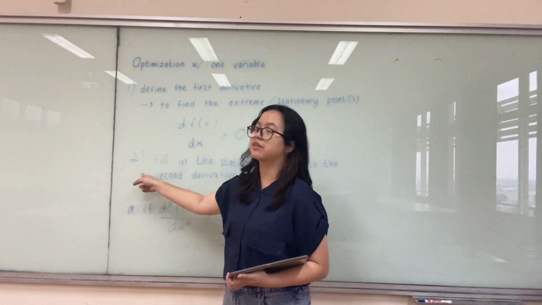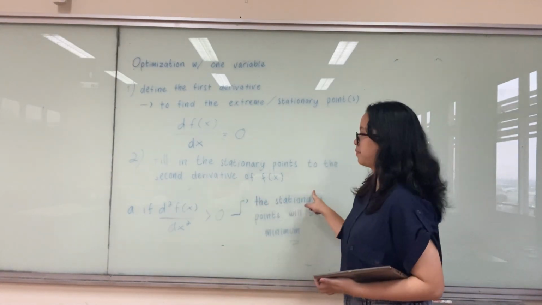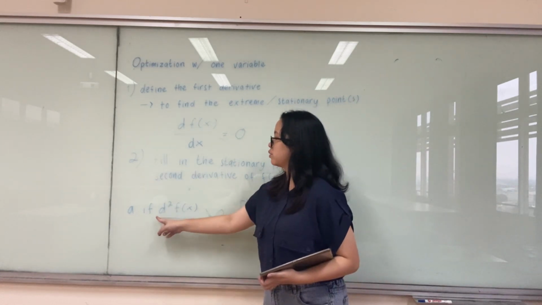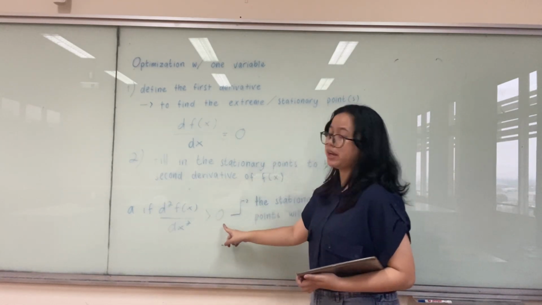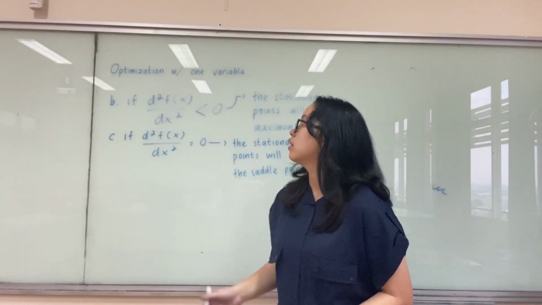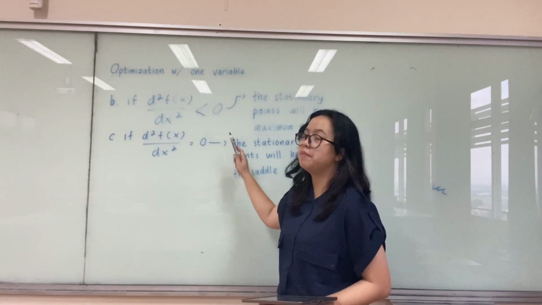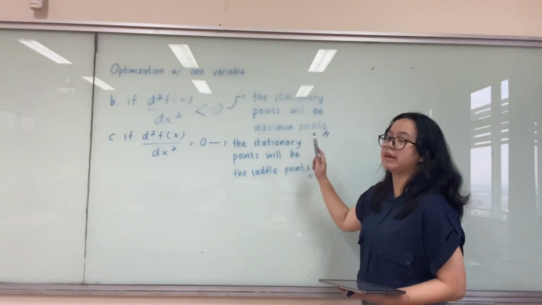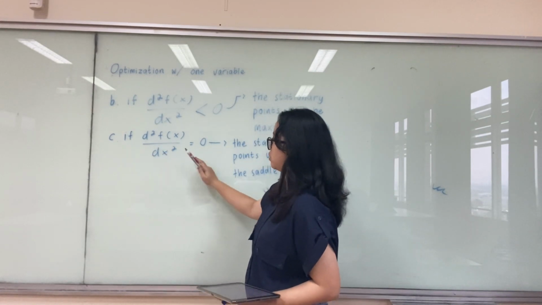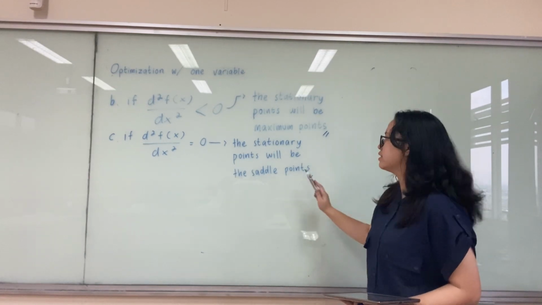The second rule is to fill in the stationary points into the second derivative of f(x). There will be three conditions. The first condition: if d²f/dx² is bigger than 0, the stationary point will be a minimum. For the second condition, if d²f/dx² is less than 0, the stationary point will be a maximum point. The third condition: if d²f/dx² equals 0, the stationary point will be a saddle point. What is meant by a saddle point?